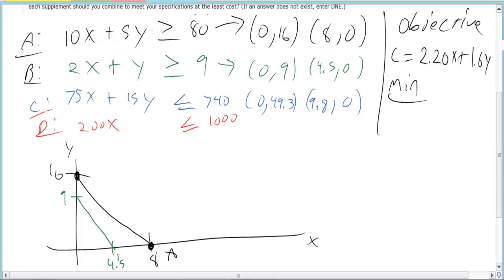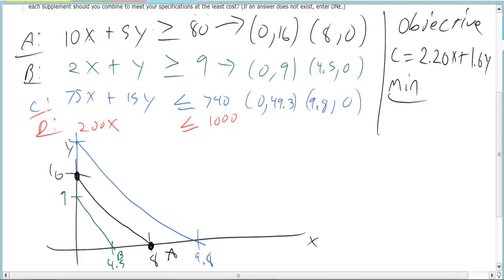Okay, there's my equation B. Equation C, it's in blue. So 0, 40, way up there. And then the next one is at 9.8, so that's outside. So it looks something like that. Oh, and I guess we should be doing our shading. I apologize for not doing that.